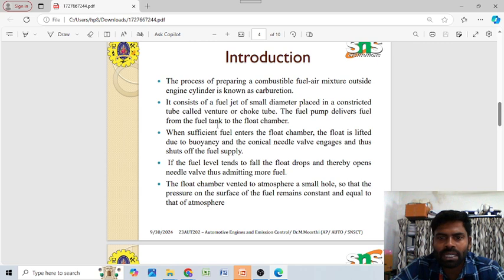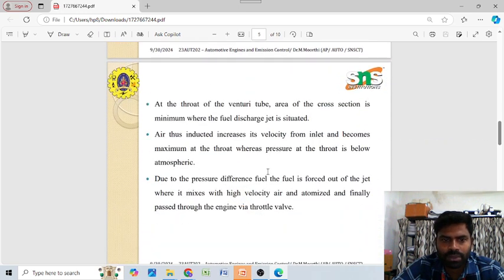The fuel pump delivers fuel from the fuel tank to the float chamber. When sufficient fuel enters the float chamber, the float is lifted due to buoyancy, and the conical needle valve engages and stops the fuel supply. If the fuel level tends to fall, the float drops and thereby opens the needle valve, thus admitting more fuel. The float chamber is vented to atmosphere through a small hole so that the pressure on the surface of the fuel remains constant and equal to that of the atmosphere.